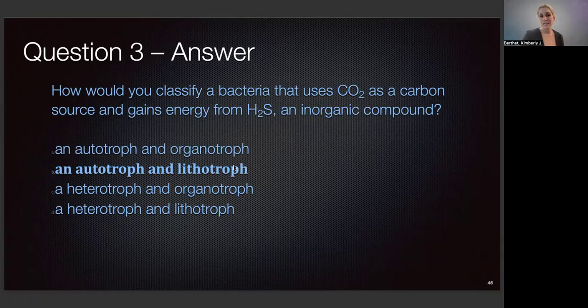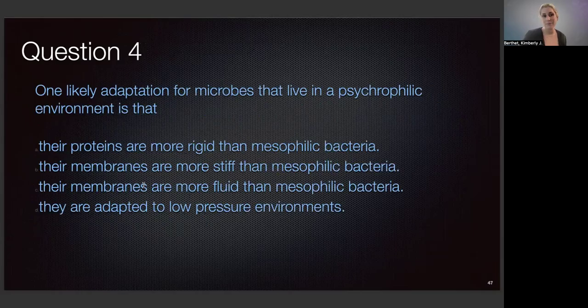So if we look at the keys in the question itself, the bacteria uses carbon dioxide as a carbon source and gains its energy from hydrogen sulfide, an inorganic compound here. We know that it's going to be autotrophic because it's using CO2 to make carbon. And it's a lithotroph because it's using an inorganic compound for that. So it's autotrophic and lithotrophic at the same time. Let's move on to question 4.